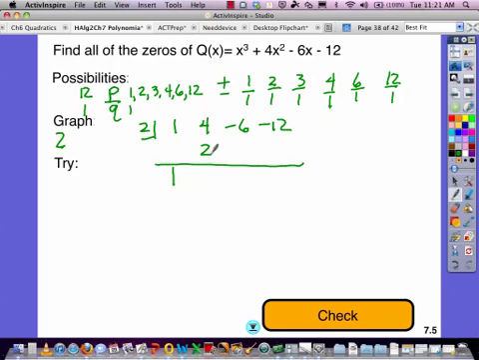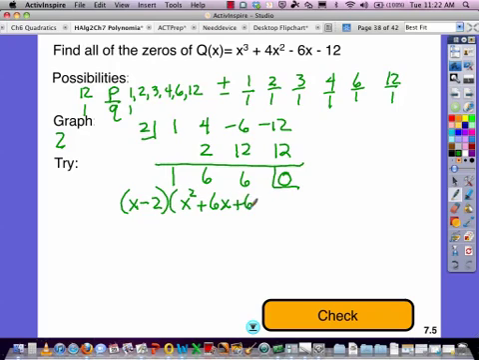1 times 2 is 2. 4 and 2 is 6. 2 times 6 is 12. -6 and 12 is 6. 2 times 6 is 12. -12 and 12 is 0. So we get a remainder of 0, which is what we're looking for. So we have a factor of x minus 2. We have x squared plus 6x plus 6.